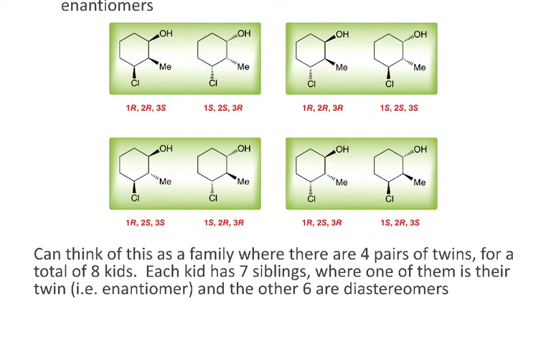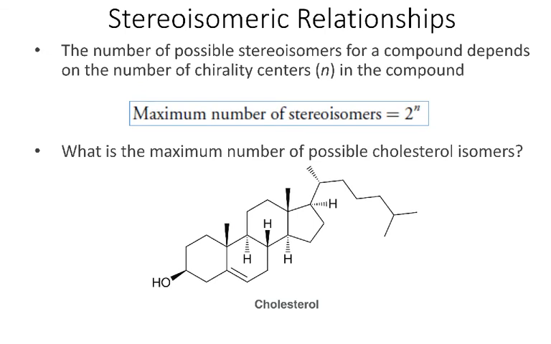The total number of possible stereoisomers for a compound depends on the number of chirality centers, and the simple equation we have is the maximum number of stereoisomers is 2 to the n, where n is the number of chiral centers. And we say the maximum number. It turns out we may not have the full number of stereoisomers. Actually, we'll get into that in the next video when we talk about symmetry and compounds that are considered meso.